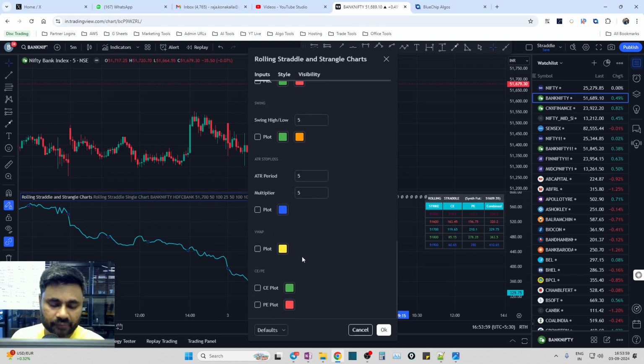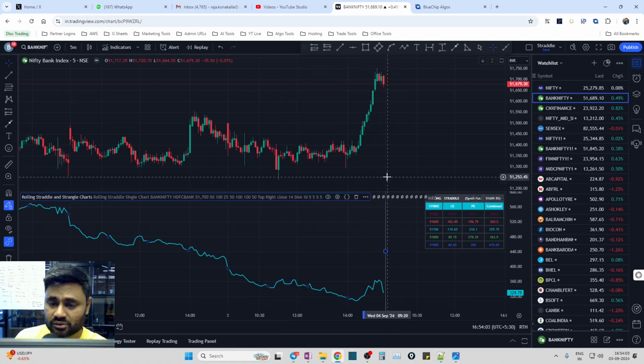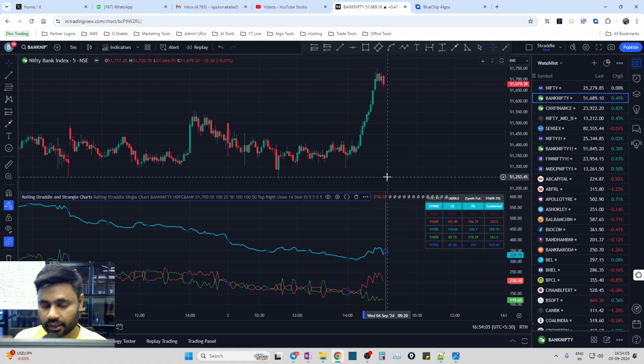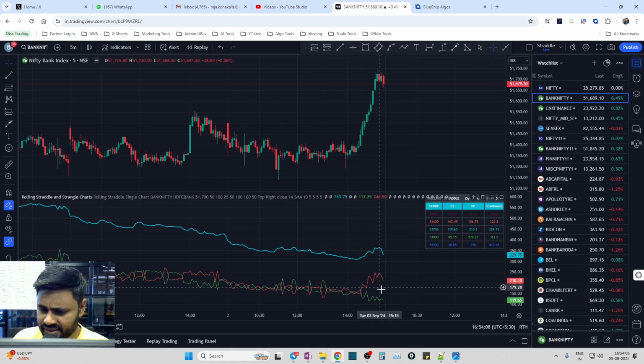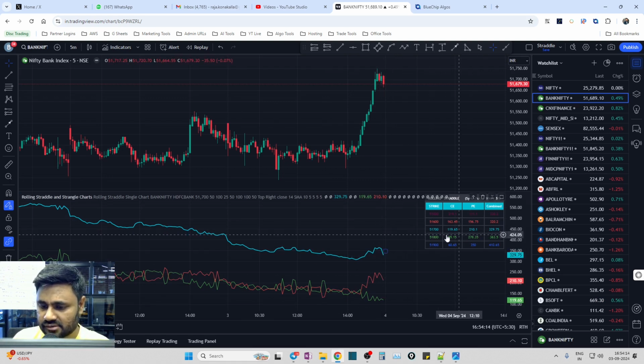And then apart from that, we have also given individual CE and PE, in case anybody wants to track their individual legs. You can also do it. The combination of CE and PE is nothing but our straddle, right? You can see the same thing in the table also. 51,700 119 is the CE, and then PE is 210, and the combined is 329. 329 is the blue color line here.